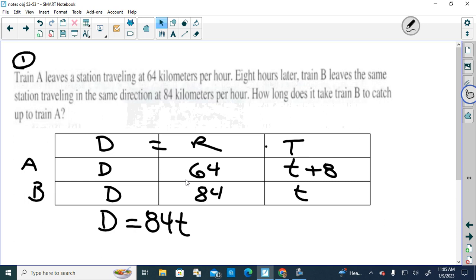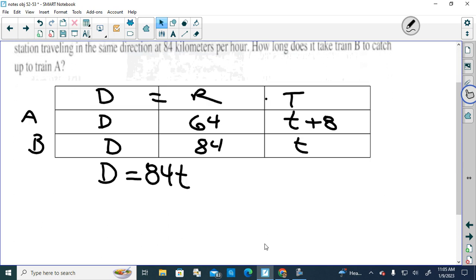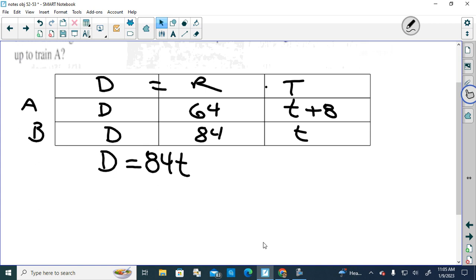What do I have to do with train A? 84t. Wait, one parentheses. Right, times. So this is going to be in parentheses when we go to write it. So train A is 64 times t plus 8. Okay, so that means we're going to have to distribute. Actually, no, we don't need to do this. Let's take a step back. We already have substitution going on right now.